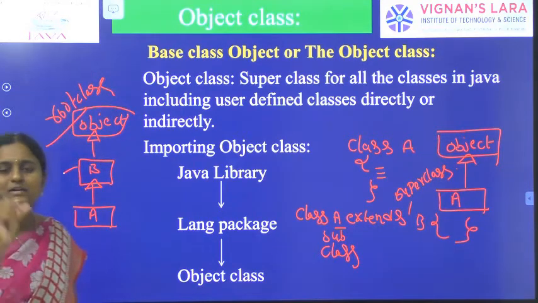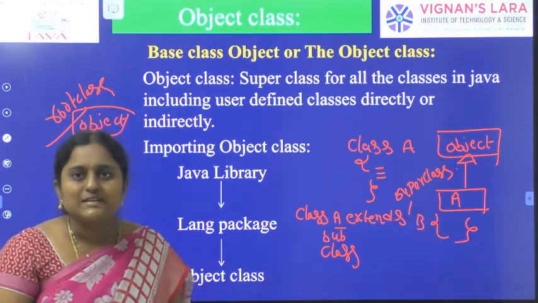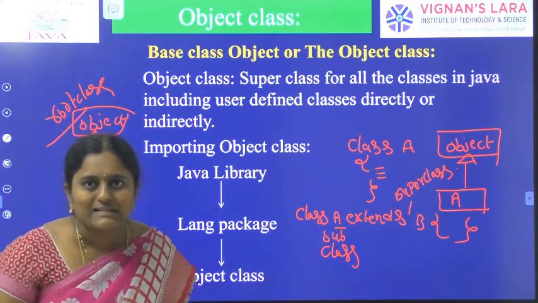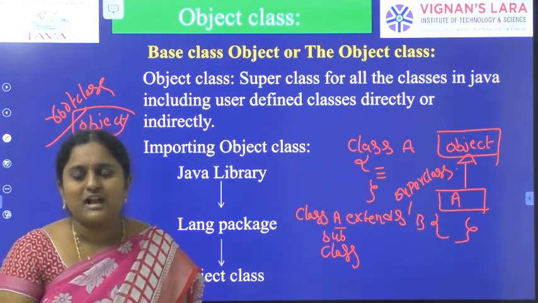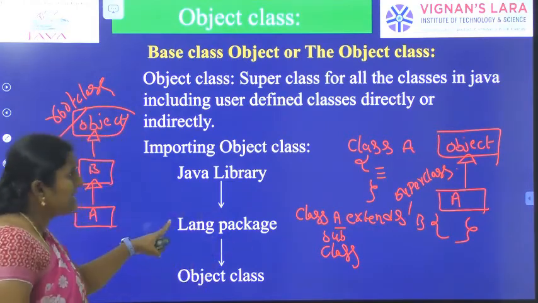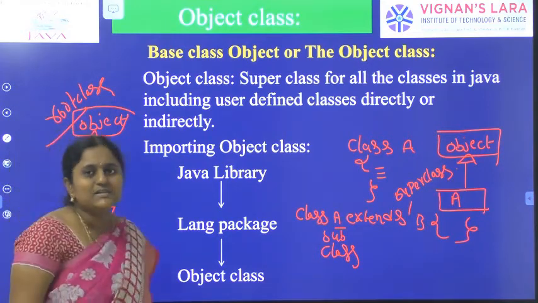So if a class does not extend any other class, by default it extends the Object class. Object is the base class and the root class in the Java hierarchy. Everything is derived from the Object class. Object is the superclass for all the classes, and the Object class is present in Java.